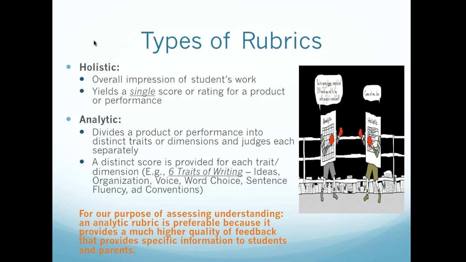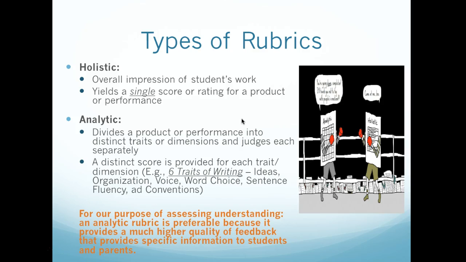So there are 2 types of rubric, analytic and holistic. Holistic gives you an overall impression of students' work and yields a single score or rating for a product. So here they are kind of going fist to fist. But you can see in the holistic you have a number and you have a descriptor, a number, descriptor, number, descriptor. And so it comes down to kind of one general qualitative descriptor of students' work per category. Whereas our analytic rubrics have, we'll break these down, various levels of performance and dimensions to judge separately.